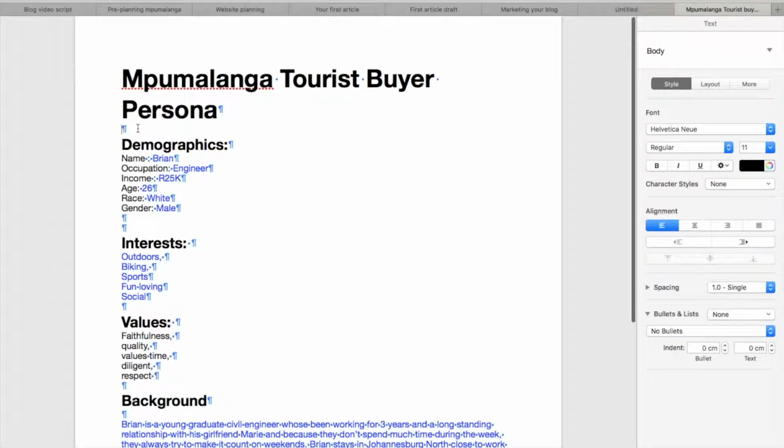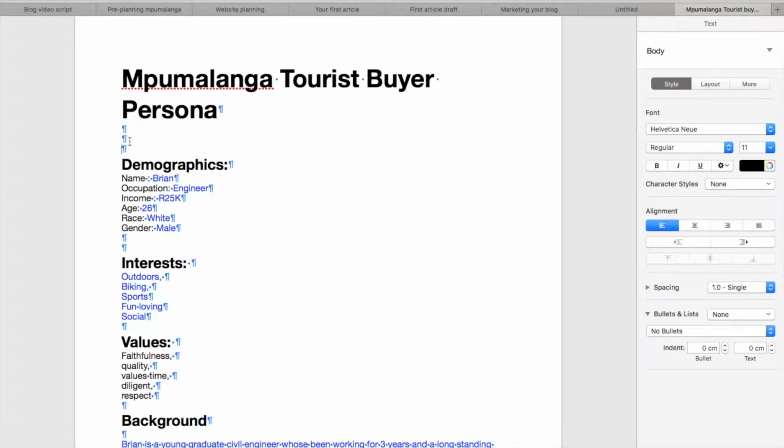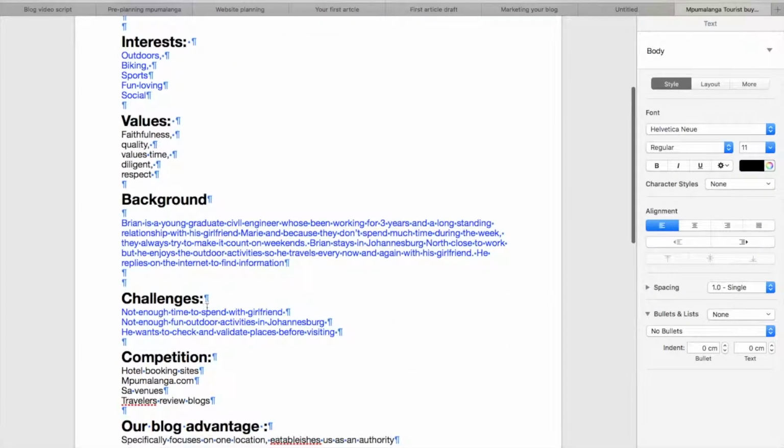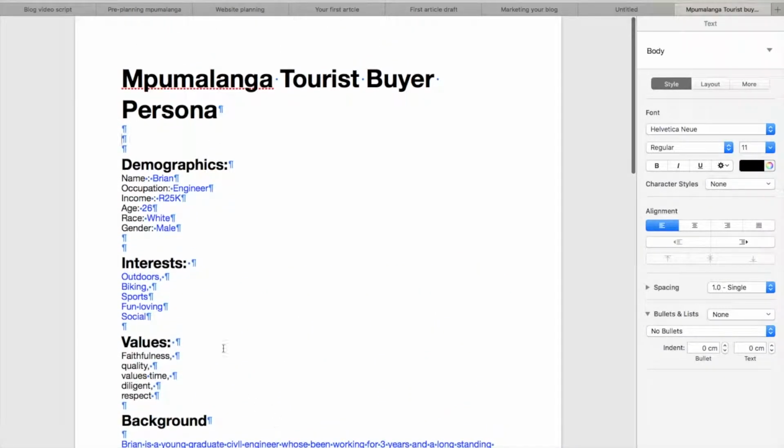I know some people like to put even a picture here to make it more real, and you can Google different templates of how you can create a buyer persona. This is just the template that I normally use when I create a buyer persona for a blog. All right, so you look at the demographics, you look at the interest, you look at the values and background, challenges, competition, and our blog advantage. So let's start with demographics.